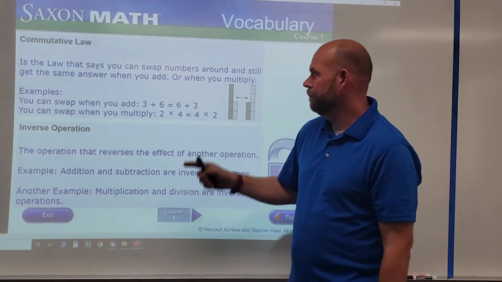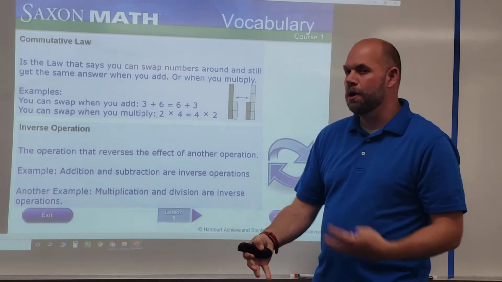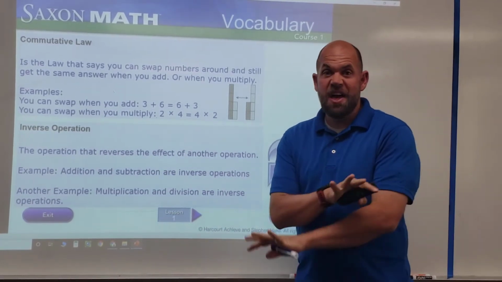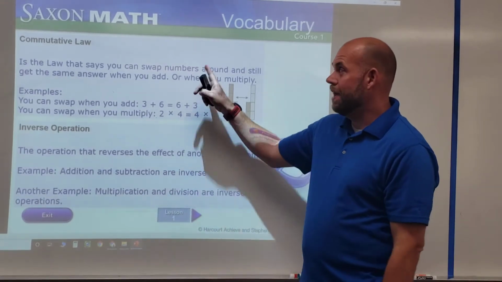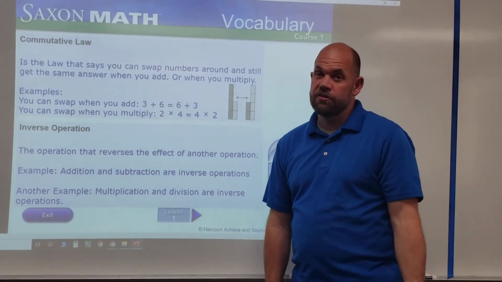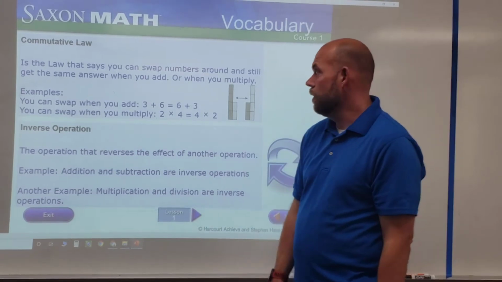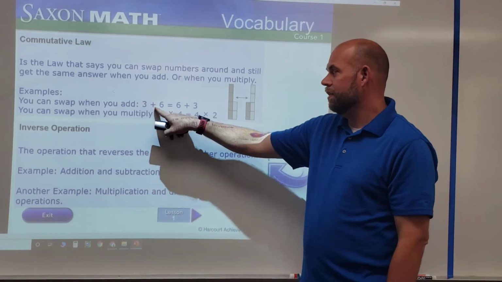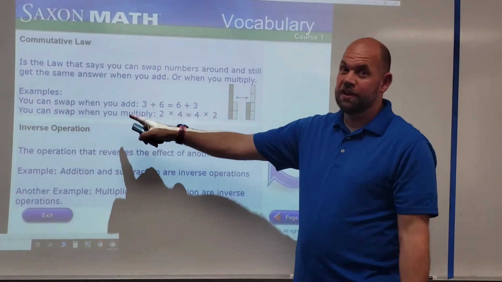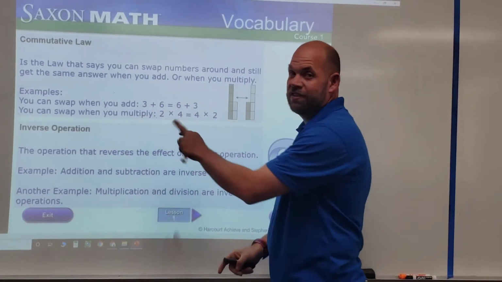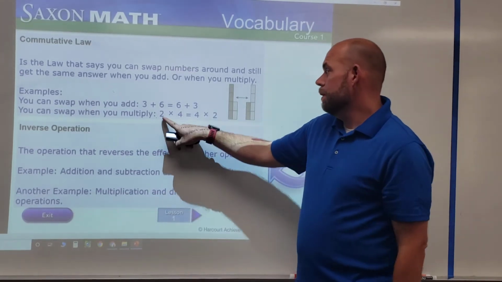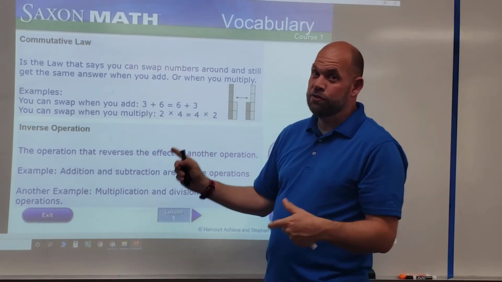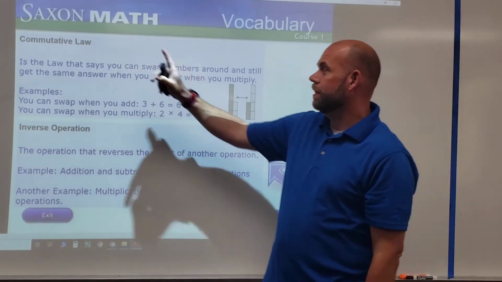Commutative law is the law that says you can swap numbers around. Now we do this in addition and multiplication, and that's it. We can't use commutative law in subtraction, and we can't use it in division. It just means that you can move it around and you still get the same answer. So for example, 3 plus 6 equals 9. But 6 plus 3 also equals 9. So you can switch the order and it doesn't matter. In multiplication, 2 times 4 is 8, but 4 times 2 is also 8. So that's using the commutative law.